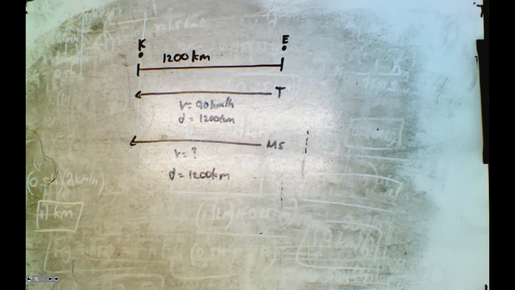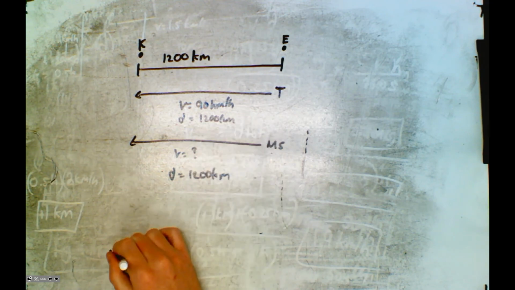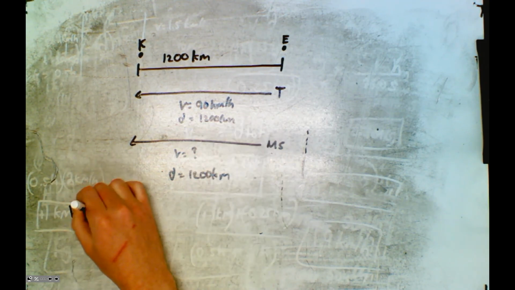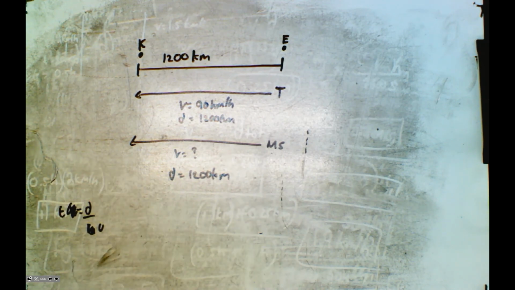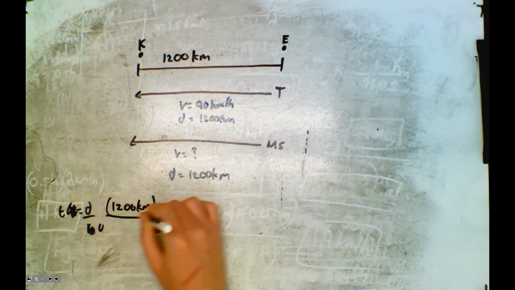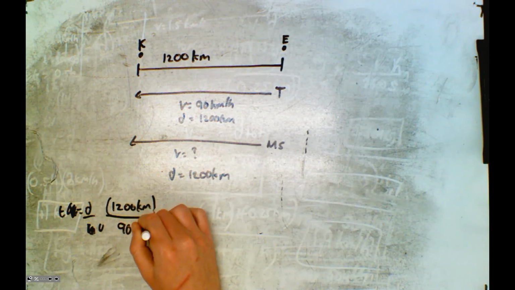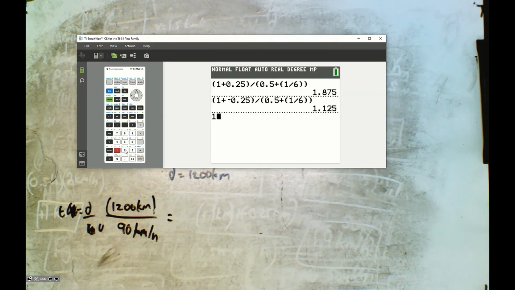So what that means is we have enough information to find out how long it took Terry to get there. Let's use v equals d over t, so t equals d over v. My distance is 1,200 kilometers. My v is 90 kilometers per hour. So if I do 1,200 divided by 90, I get 13.3 repeated.